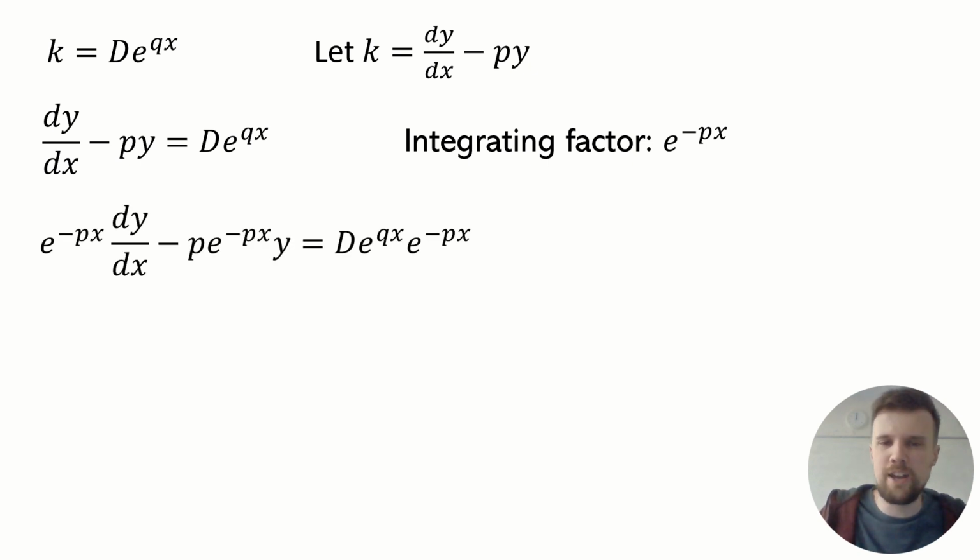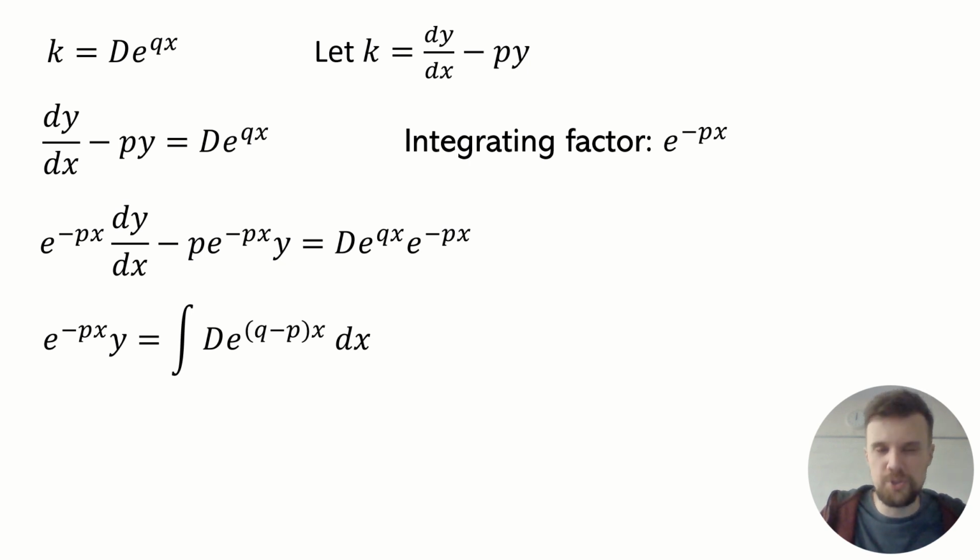And again, if you're familiar with first order exact differential equations, you'll be aware that the left-hand side is secretly just the result of what you get if you differentiated by the product rule the integrating factor times by y. So therefore, if I integrate both sides with respect to x, the left-hand side will just become the integrating factor times by y, and the right-hand side will also need to be integrated with respect to x. In order to help me do that, I've used index laws to combine the e to the qx and the e to the minus px, meaning I've got e to the power of q minus p lots of x.